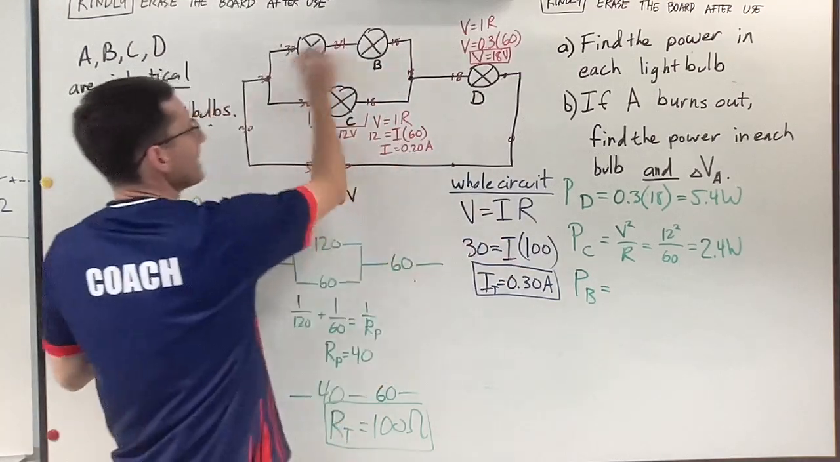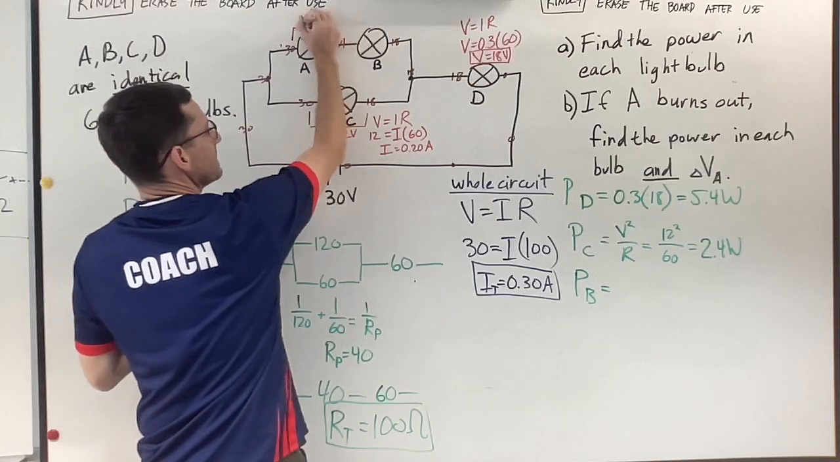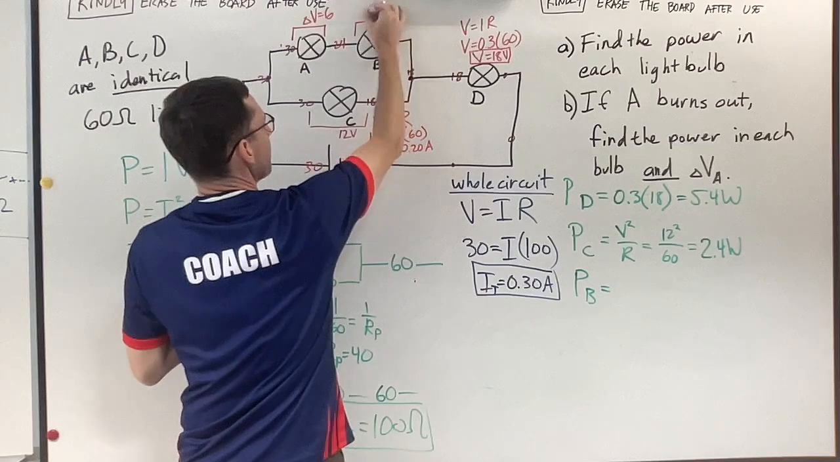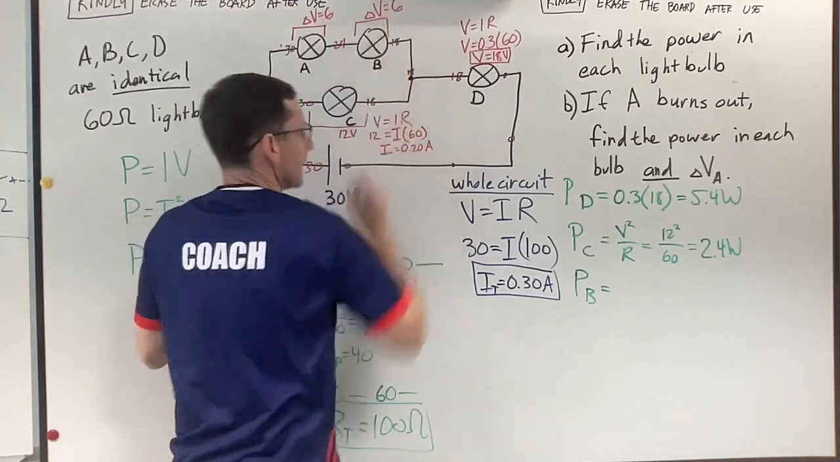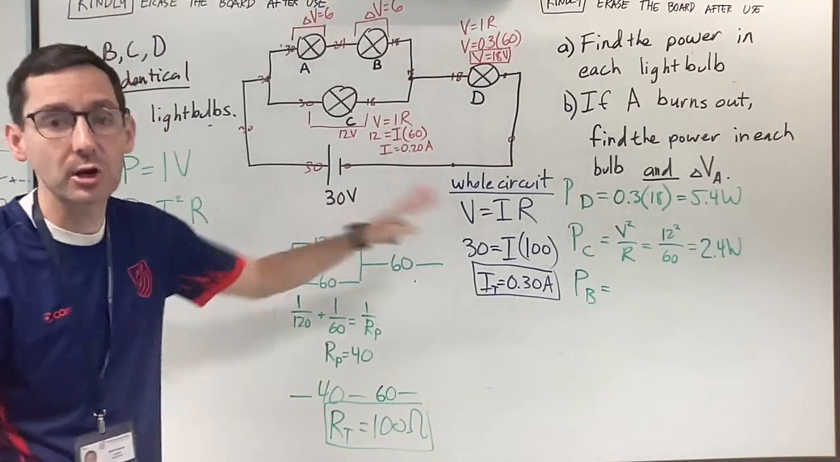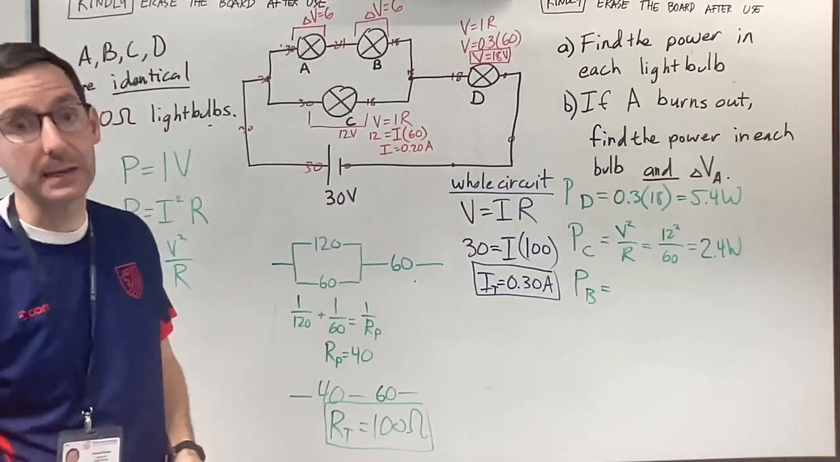The important thing is not the numbers. The important thing is that the potential difference is 6. The potential difference is 6. But of course, we got the current there too. So it's totally up to you how you're going to solve for PB and PA.